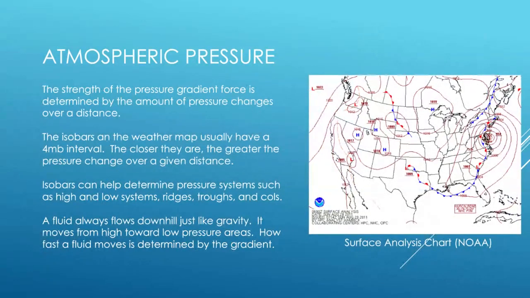Right here. So the strength, again, if these lines are real close together, you can immediately tell you're going to have winds in here, right? Because the isobars are close together. It's going to be calm out here because of the fluid pressure, until you get in towards the frontal boundaries. Isobars usually have a 4 millibar interval, and the closer they are, the greater the pressure change, so you're going to have bigger winds.